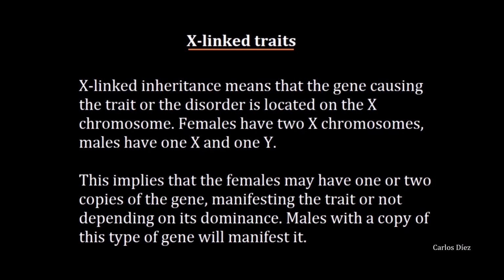X-linked traits. X-linked inheritance means that the gene causing the trait is located on the X chromosome. Females have two X chromosomes, XX, males have one X and one Y, XY. This implies that the females may have one or two copies of the gene, manifesting the trait or not depending on its dominance. Males with a copy of this type of gene will manifest it.